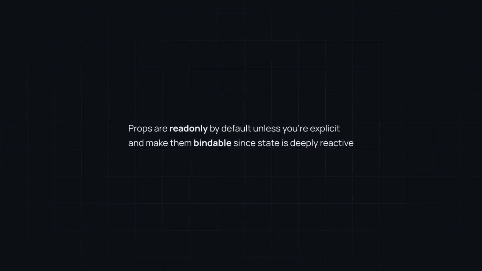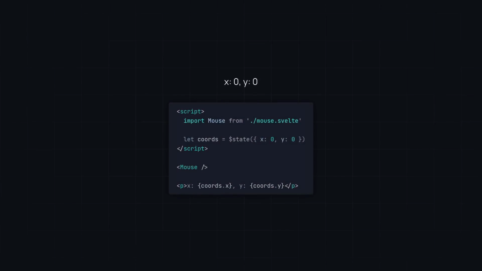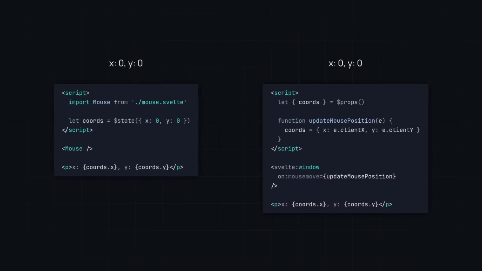Props are read-only by default though, unless you're explicit and make them bindable, since state is deeply reactive. And this just means that you can change some state upwards in your parent from a child by accident. So let's look at an example. Here I'm importing this mouse component, and then I'm going to set the coordinates here and output it on the screen. And here is the mouse component itself. We can just pass the coordinates as a prop, and then we can reassign the coordinates. As you can see, because state is deeply reactive, we can by accident change the state in the parent, and that is why this is read-only by default.